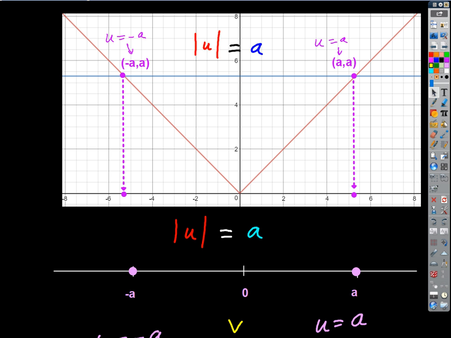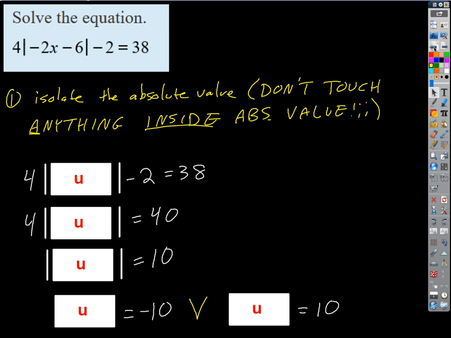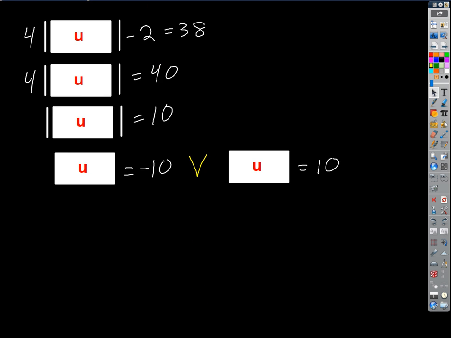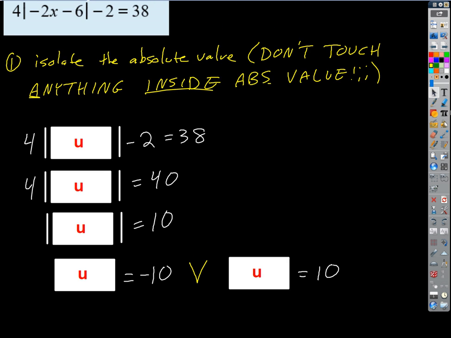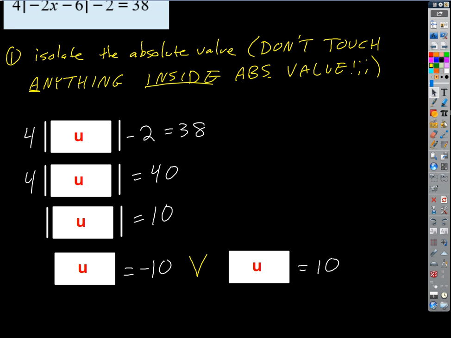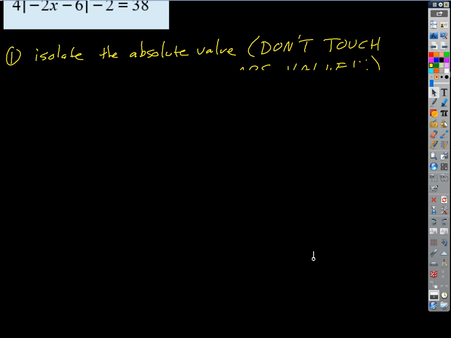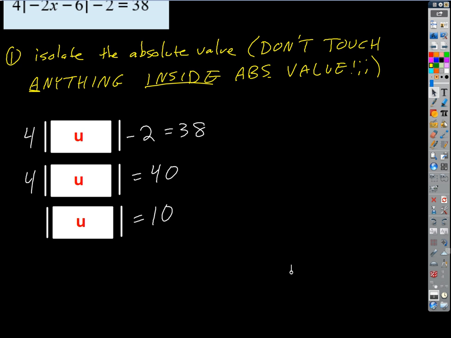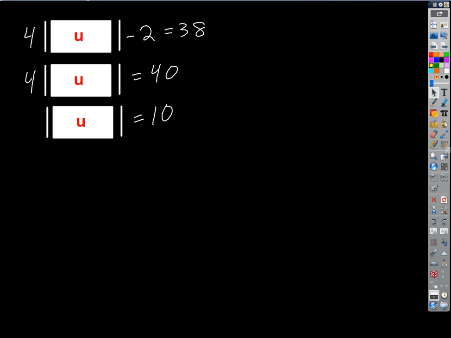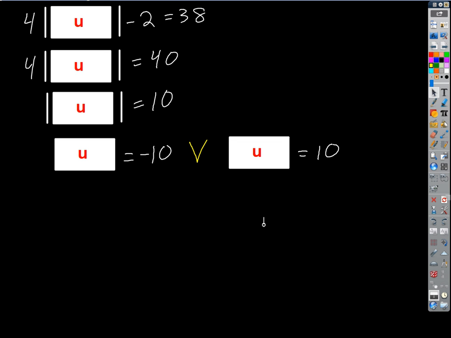Okay, so try one of these then. Oh, well, let's go back to our original one. So then, what's going to happen here? For this one, we left off right here, right? Where do we go from there? If we have the absolute value of u equals 10, well, now we know. The absolute value of u equals 10, the solutions are going to be either u equals negative 10 or u equals positive 10, right? That makes sense?